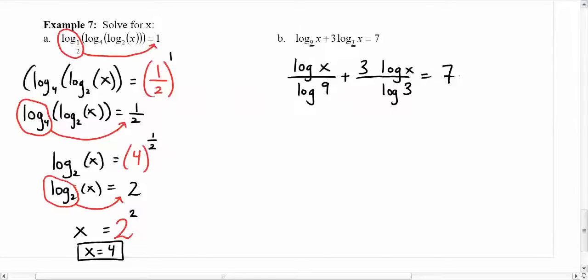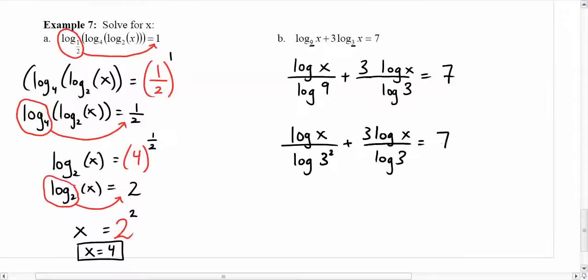And I can only add those 2 fractions if I have a common denominator. So I need to somehow turn log 9 into log 3. Yeah, I can write 9 as 3 times 3. So I can write 9 as 3 squared. It's still not quite the same. I only want log 3's. So I have to use another rule, which is the power law. Take the 2 and make it a coefficient.